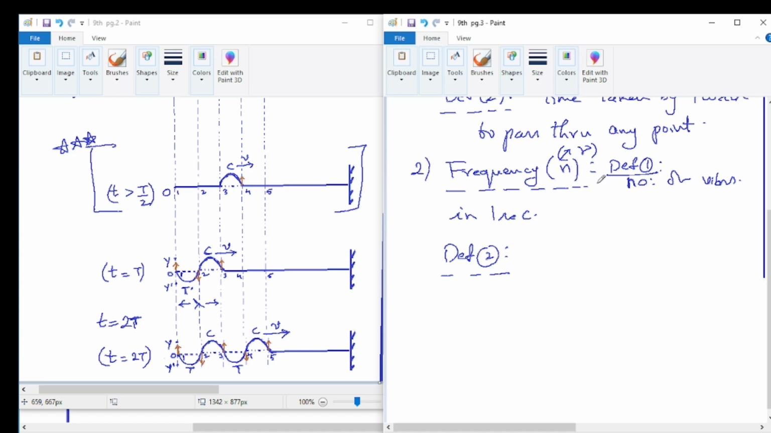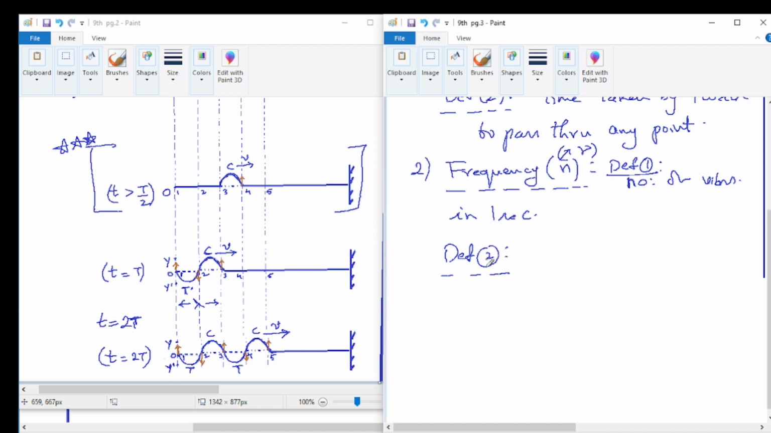N is used. So number of 10 vibrations made in 1 second means frequency is said to be 10 vibrations per second. 20 vibrations made in 1 second means frequency is said to be 20 vibrations per second. It's a number, so symbol n can be used, or like in most of the other textbooks, nu also can be used. It doesn't matter. So there's no difference at all.